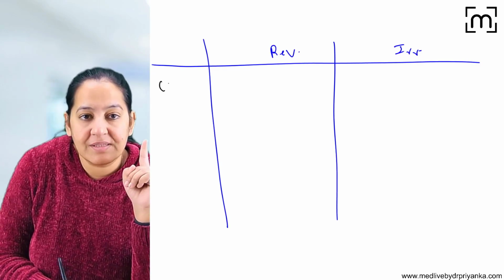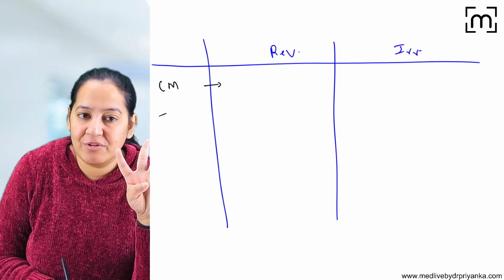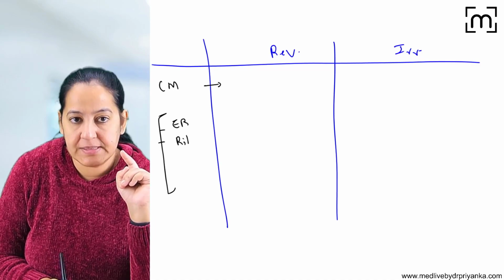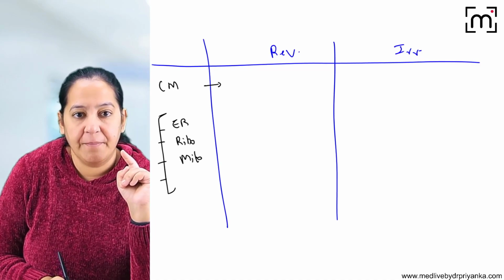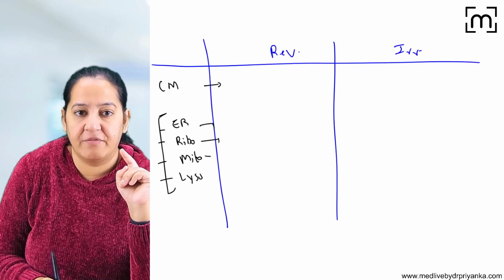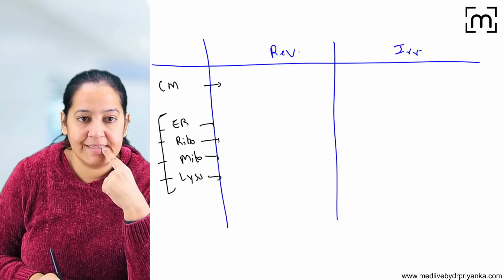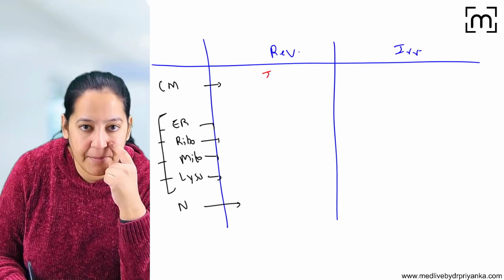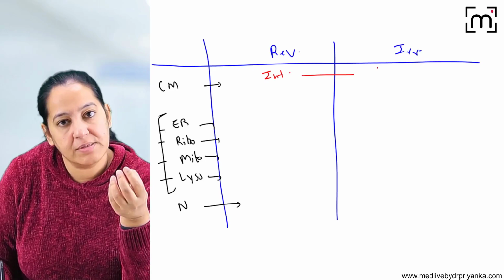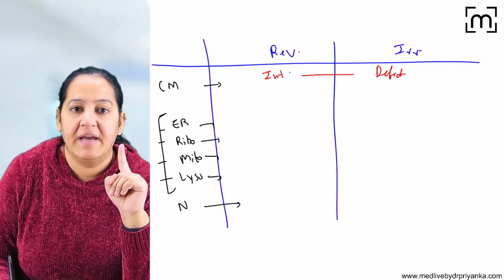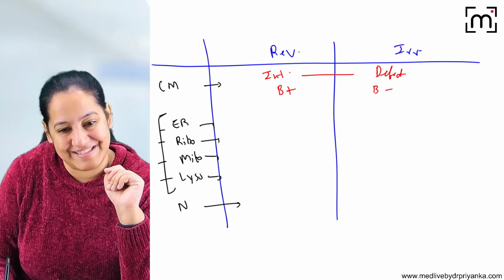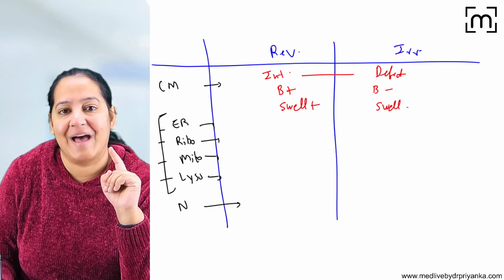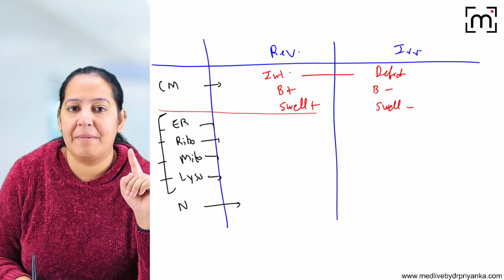Differentiate it based on the cell membrane first. Then differentiate it based on the 4 organelles. Number 1, endoplasmic reticulum. Number 2, ribosomes. Number 3, mitochondria. And number 4, lysosomes. And finally, lastly, tell me the nuclear features in both of them. So reversible versus irreversible. Here cell membrane is intact. Here it is having defects. Here blebs are present. Here the blebs are absent. Here swelling is present. Here swelling is absent. So these are the differences between the cell membrane of the two.